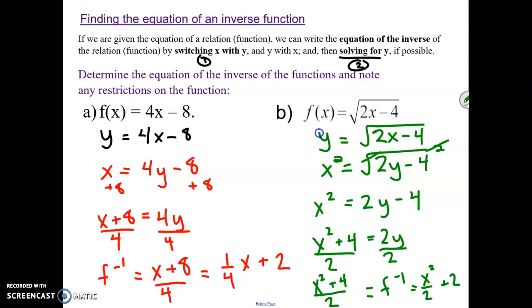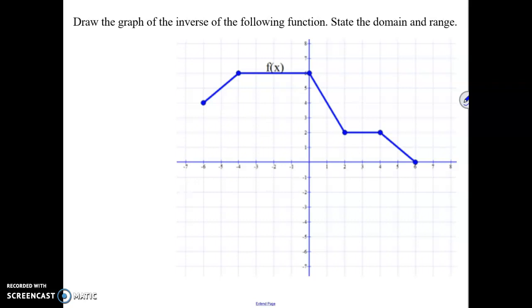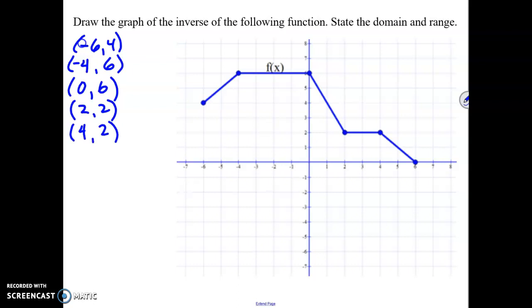So here we're going to graph the inverse of this and then state the domain and range. So first of all, my original graph, I'm going to actually write this as ordered pairs. My first point here is at (-6, 4). My next point is at (-4, 6). My next point is at (0, 6). And then I've got a point at (2, 2). And then my point is at (4, 2). And then at (6, 0).